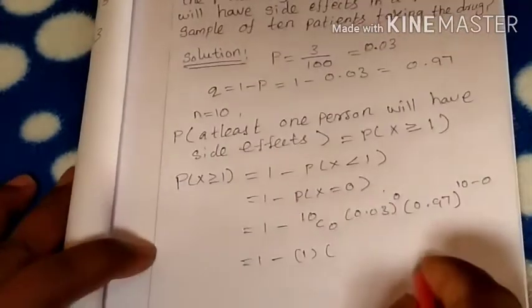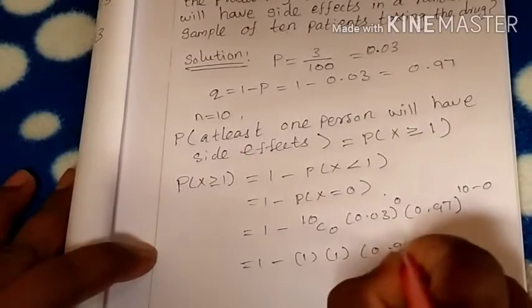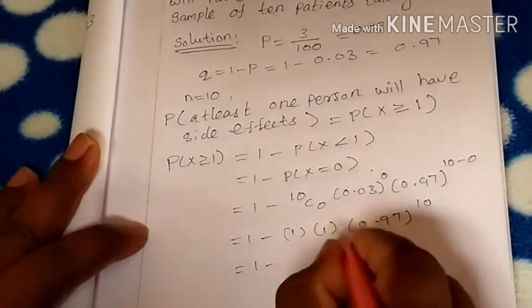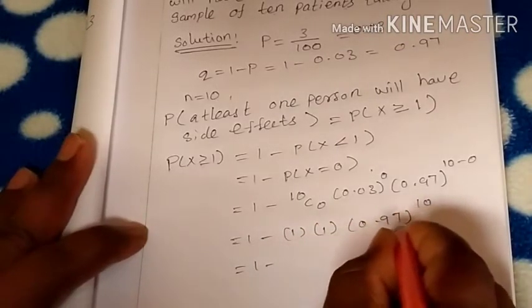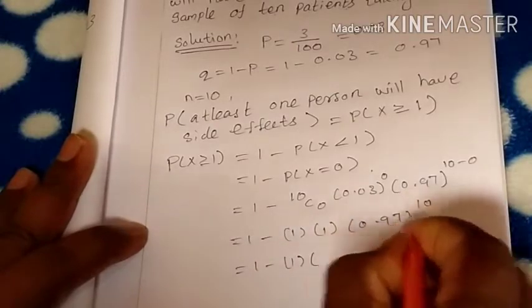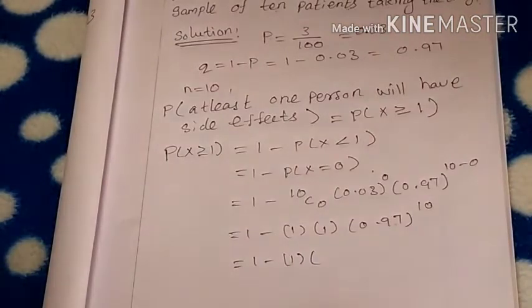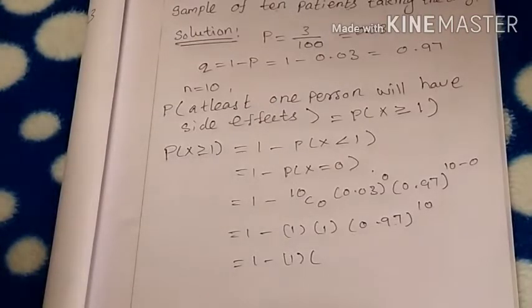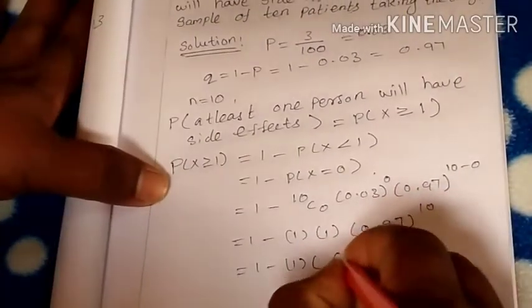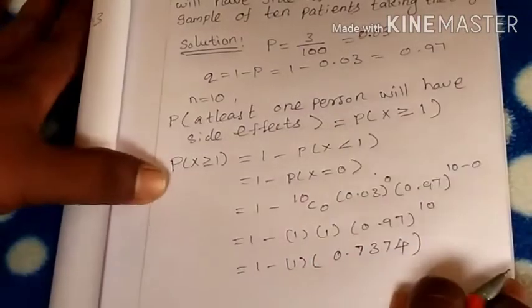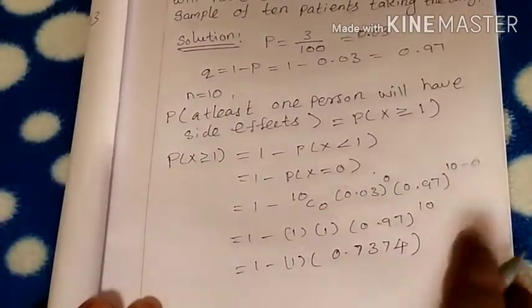Okay. Then 1 minus nC0 is 1. Any number power 0 is 1. Then 0.97 power 10 minus 0, that is 10. So 1 minus 1 times 1 is 1, then 0.97 power 10. Using the calculator, the value of 0.97 power 10 is 0.7374. This is your answer of 0.97 power 10.